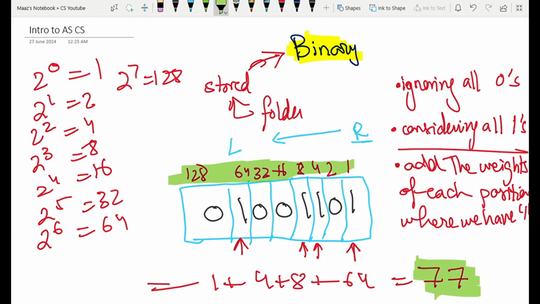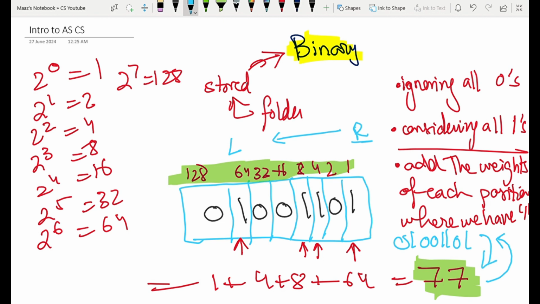This means that this code 01001101 is 77 in your integer form. And in later classes, we are also going to be studying how you convert this 77 back into your 01001101. But that is all for today.